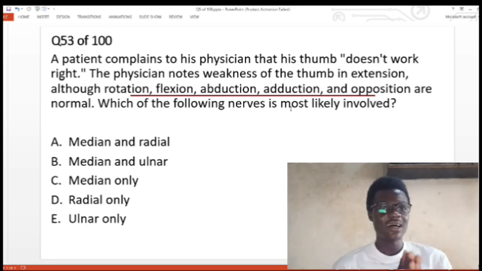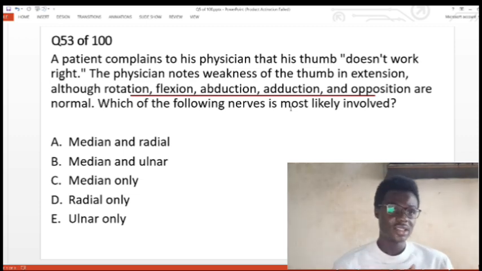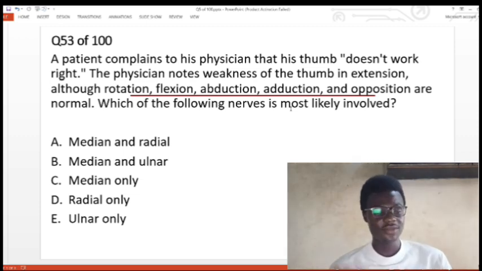Although the three muscles are innervated by the median nerve, the flexor pollicis brevis has double innervation. So the question can come as which of the thenar muscles has double innervation. It's the flexor pollicis brevis. It has the superficial head and the deep head. The superficial head is innervated by the median nerve, which also innervates the other two, the opponens pollicis and the abductor pollicis brevis. Then the deep head of the flexor pollicis brevis, like I said, is innervated by the ulnar nerve.